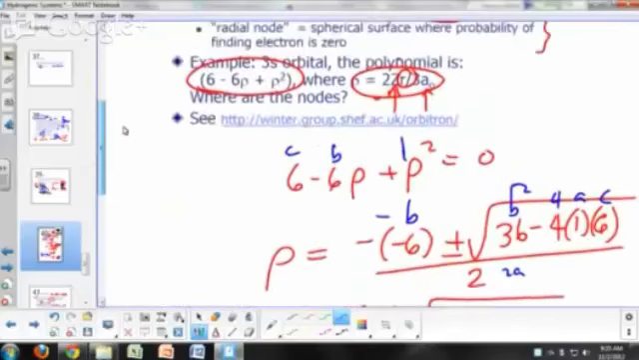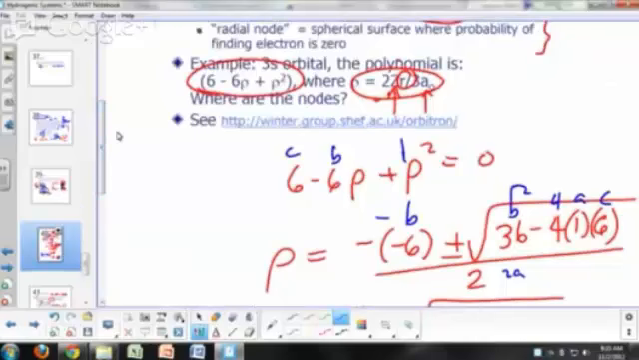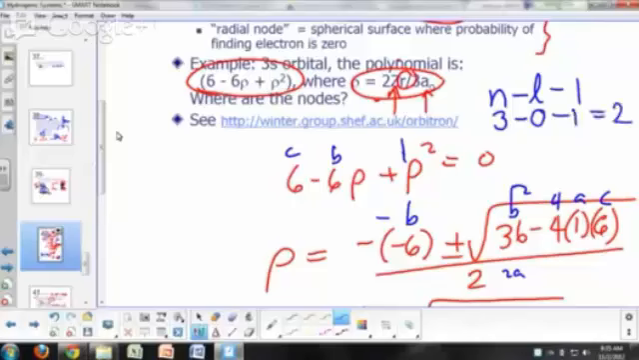In fact, the degree of the polynomial is n minus L minus 1. For 3s, n is 3, and L is 0 for an s orbital, minus 1. That gives you 2 nodes. You have a quadratic polynomial term for the 3s orbital.